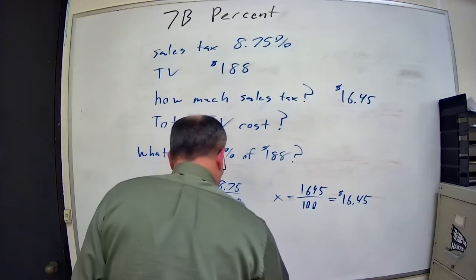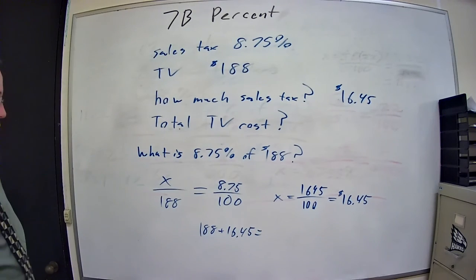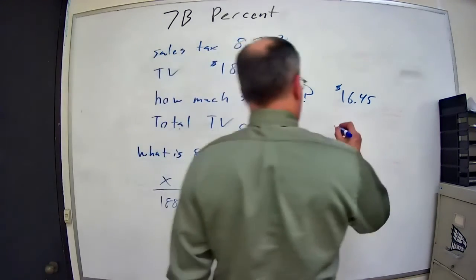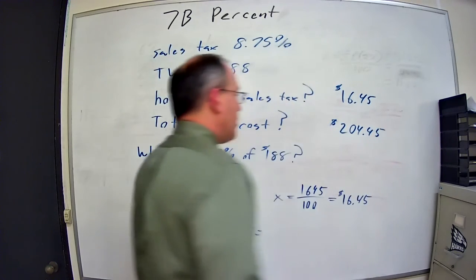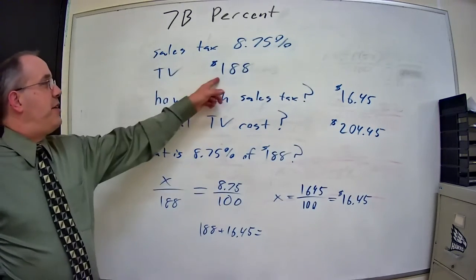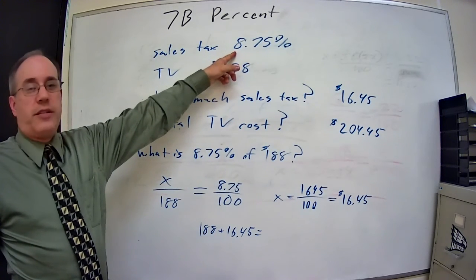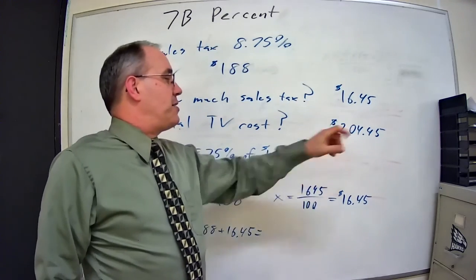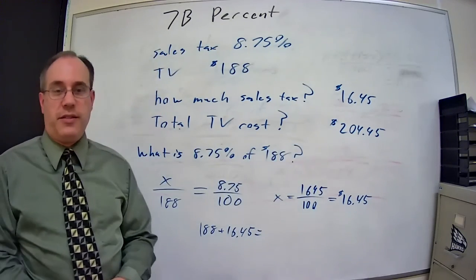What's the total cost of the television? 188 plus 16.45, which is 204.45. So you bought a TV for $188 at a sales tax rate of 8.75%. That TV ends up costing you $204.45.